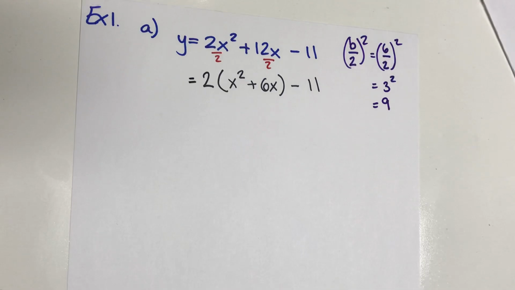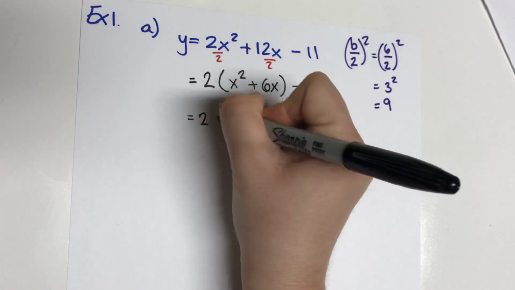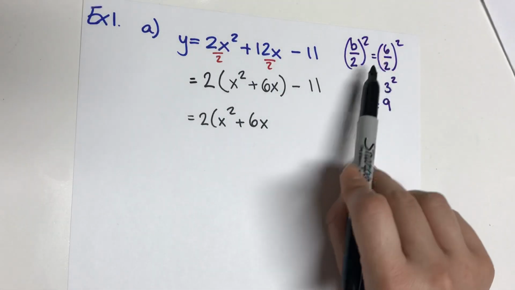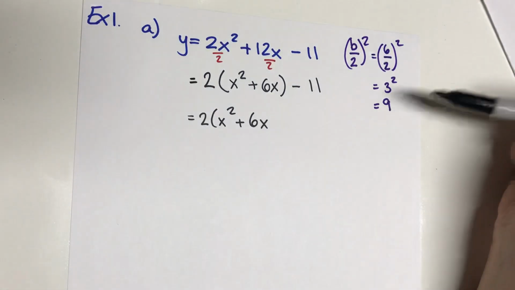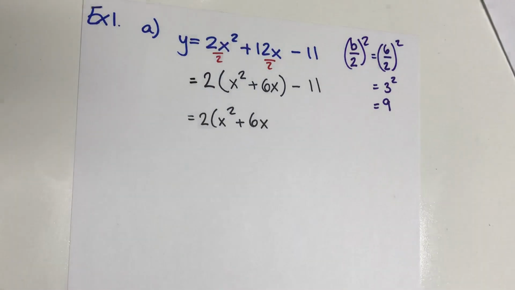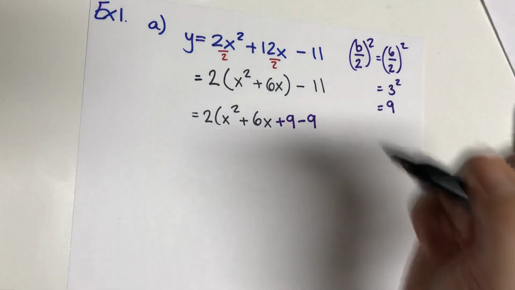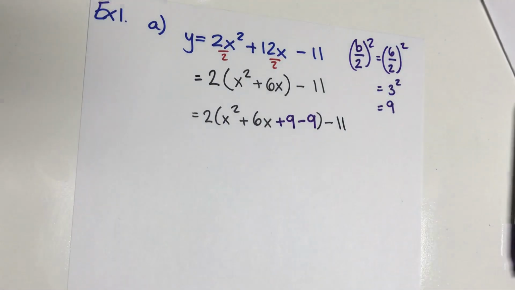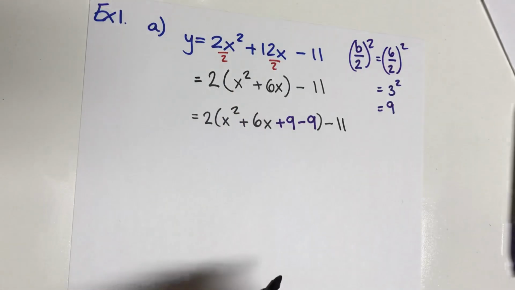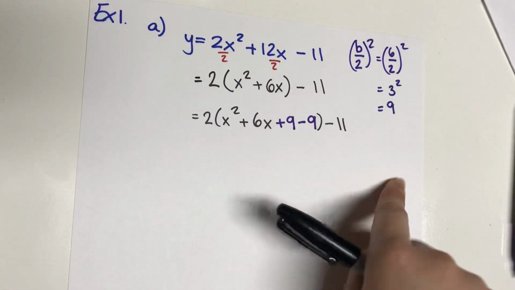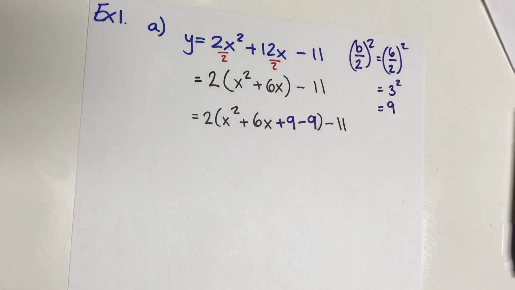So everything else is going to stay the same, except after that b value that I had just used to calculate, I'm going to add plus 9 minus 9. And then everything else stays the same. Okay, so far the steps are similar to last week. The only difference is that I had to factor out the number that was beside x squared, and I have values inside the brackets now. It's not all in one expression.